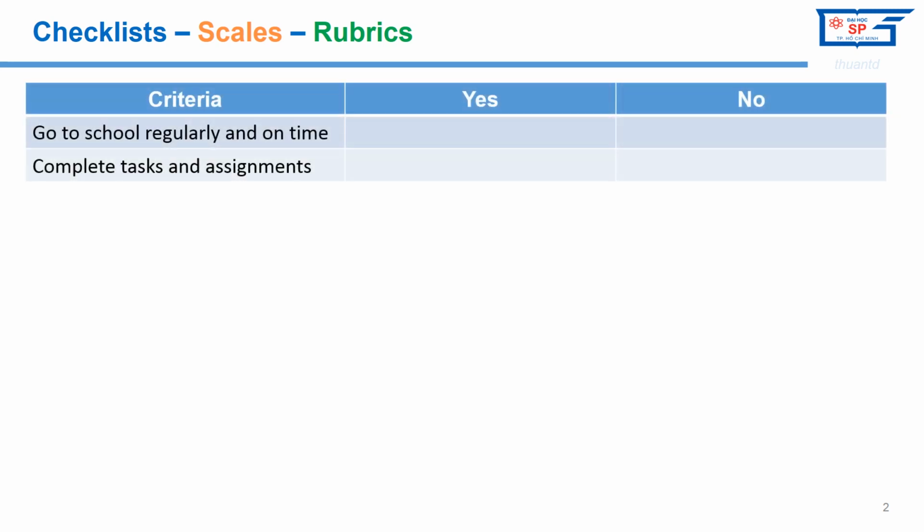With a checklist, in addition to the column of criteria or indicators, there are usually two columns for yes and no, corresponding to two levels of assessment. However, using only two levels of assessment can lead to leniency or disadvantage for the learner. Therefore, evaluation criteria are often refined, with at least 3 levels of assessment.